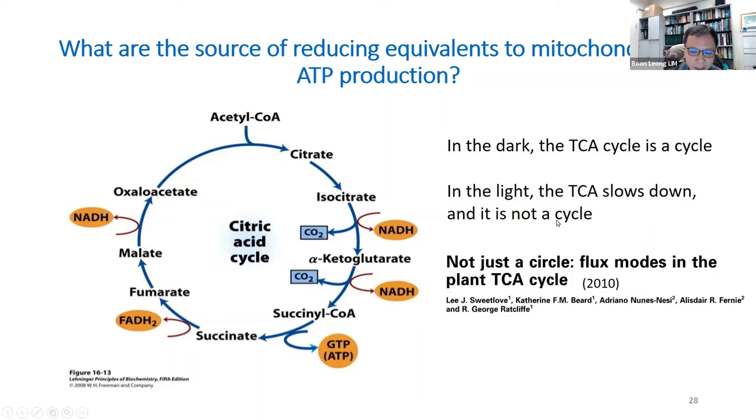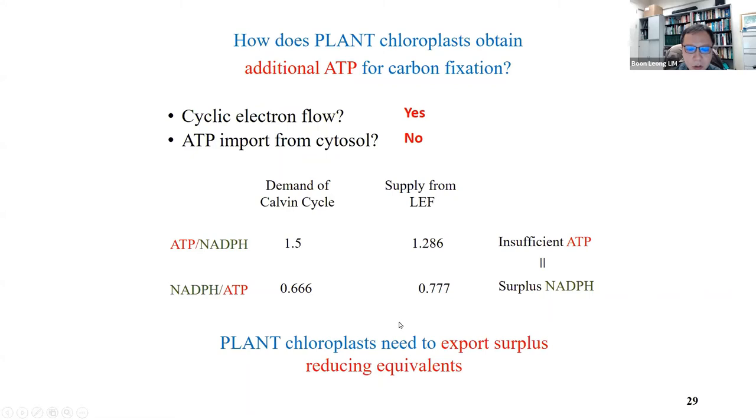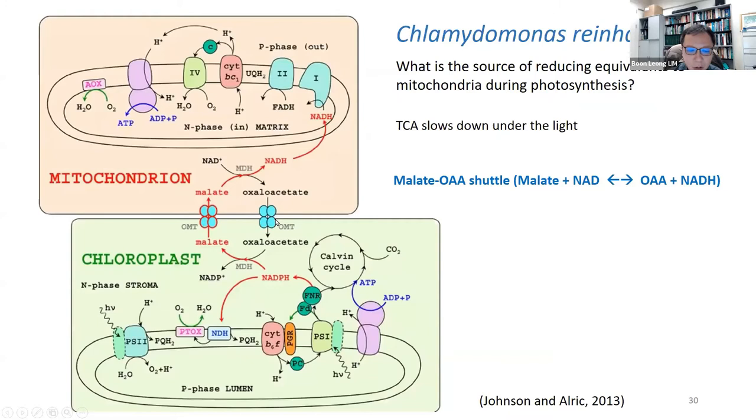So if we look at this ratio, okay, the demand of the Calvin cycle of ATP to NADPH is 1.5, whereas the LEF only supplies 1.286. And the conclusion is that there is insufficient ATP. However, if we reverse this, this becomes 0.666, this becomes 0.777, and that means that there is surplus NADPH. So to balance the ratio, the plant chloroplast needs to export surplus reducing equivalents. And the malate-OAA shuttle is one of the ways for the chloroplast to export the surplus reducing equivalents.